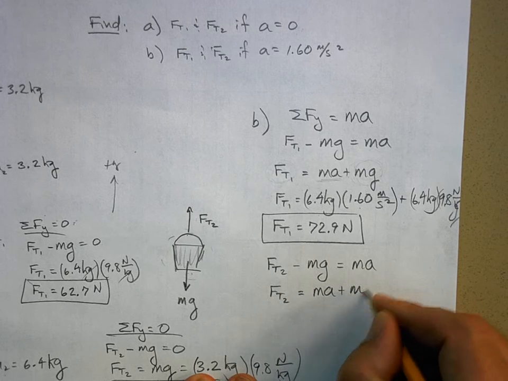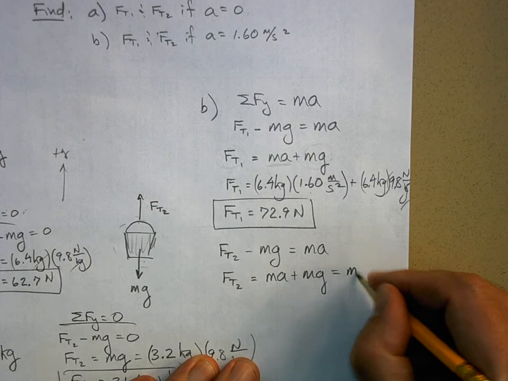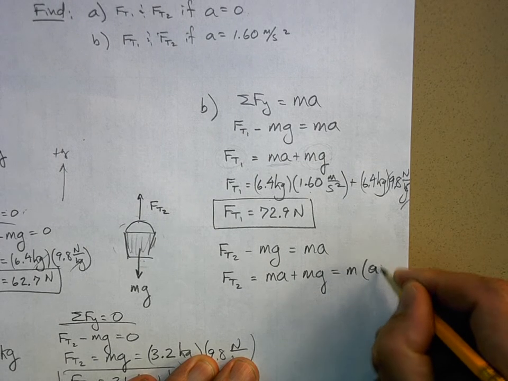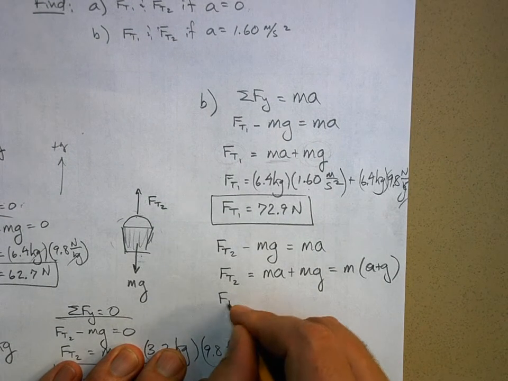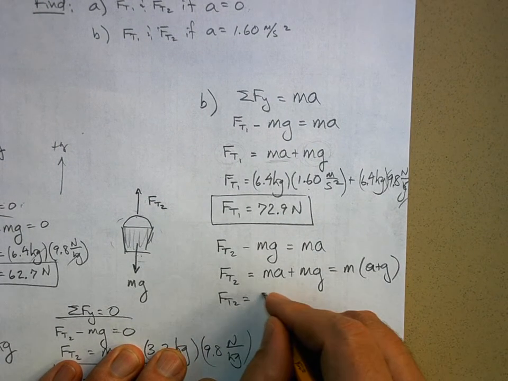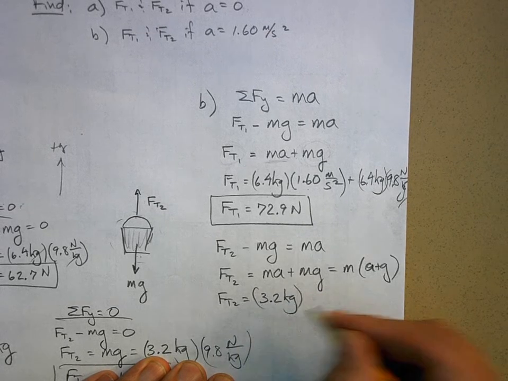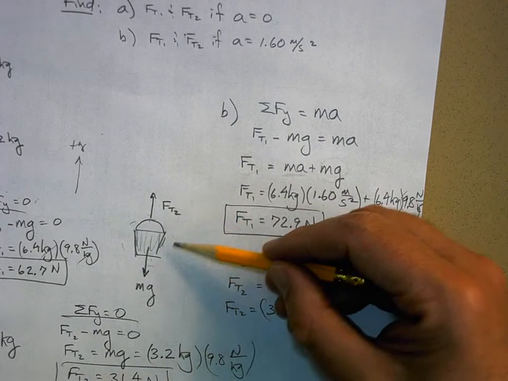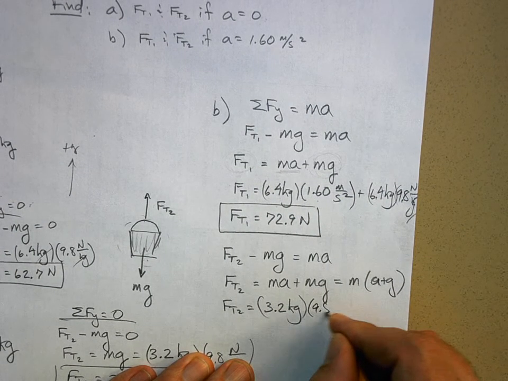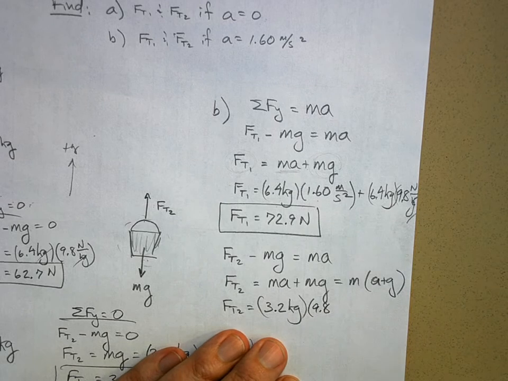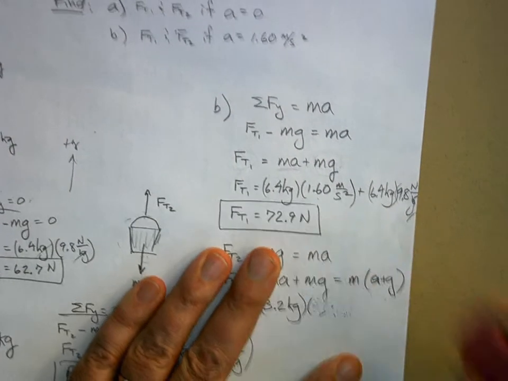ma plus mg. Now I'm going to do it a little bit differently. I'm going to factor out the mass, and this is a plus g. So the mass is 3.2 kilograms. Okay, that's the mass on my free body diagram here. And then a is 1.6, it doesn't matter what order you add them in, but I want to stay consistent.